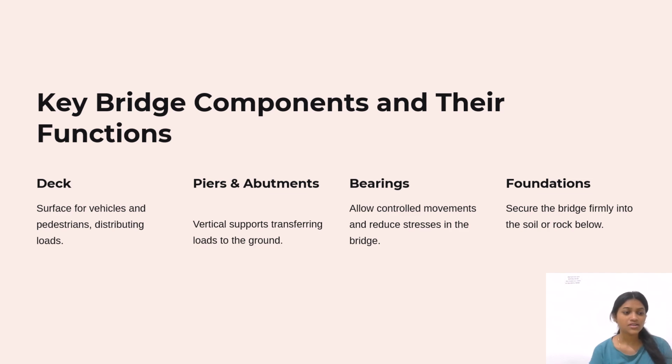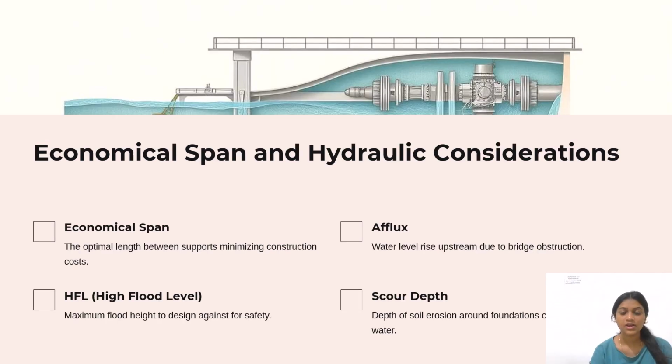So the classification based on material: bridges are classified as timber bridges, steel bridges, concrete bridges, and composite bridges. Timber bridges are made from wood. Steel bridges are strong and flexible. Concrete bridges are made from concrete and are very durable. And composite bridges are a mix of materials.